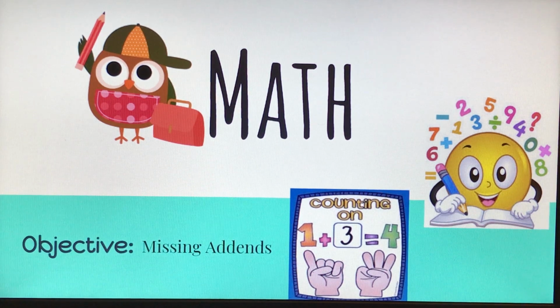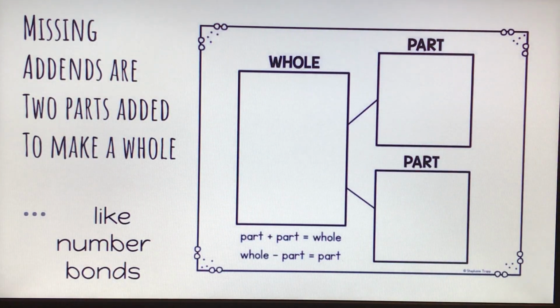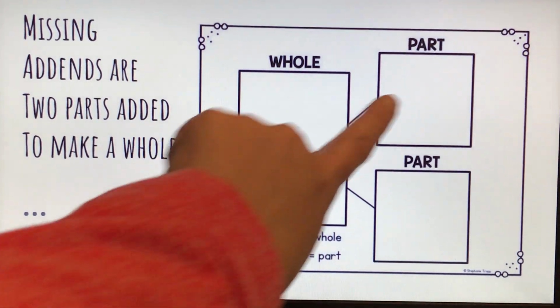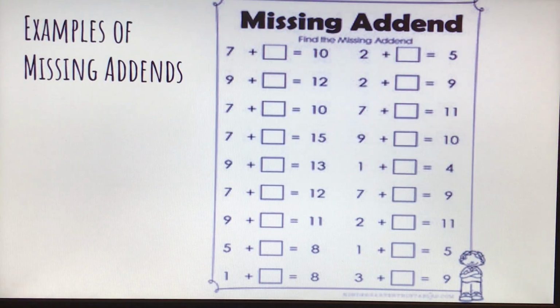Our math lesson is going to be talking about missing addends. When we think about missing addends, there are two parts, and when they're put together, they make a whole, just like we talked about last week with number bonds, except instead of taking the whole and making the two parts, you're given a whole and a part and figuring out what the other missing part is.